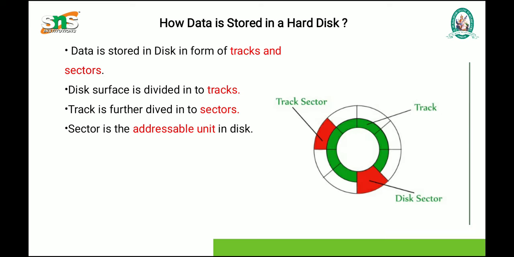How is the data stored in a hard disk? Data is stored in the disk in the form of tracks and sectors. The disk surface is divided into tracks. The track is further divided into sectors. The sector is the addressable unit in the disk, and the diagram shows how the hard disk is categorized based on tracks, track sectors, and disk sectors.